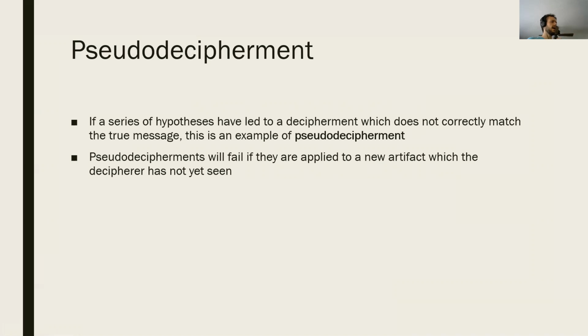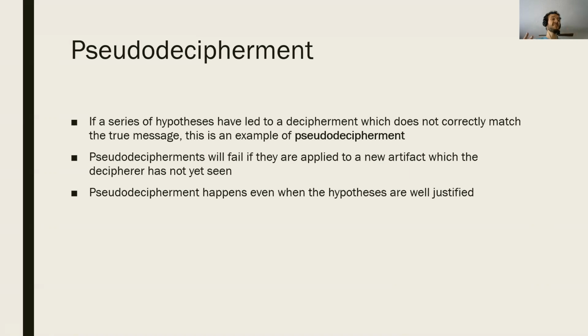And so how do we know if something is a pseudo-decipherment? It means that if it's applied to a new artifact that hasn't been seen before, then it will fail. It will likely produce a result that is garbled and nonsensical. And so, because of this, the best way to avoid the possibility of there being a pseudo-decipherment is to use independent verification.